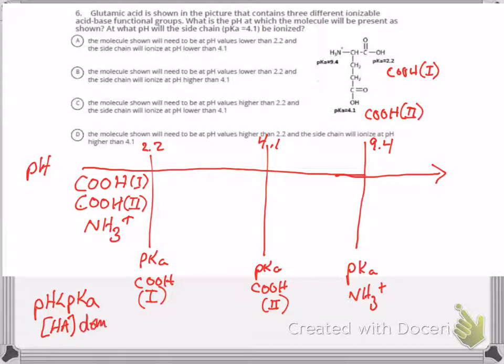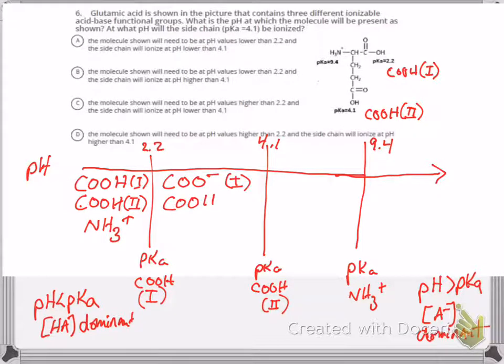But as the pH goes up past one of the pKa's, pH is going to be greater than pKa, and then A minus is going to dominate. We see that immediately as pH crosses the pKa of COOH Roman numeral 1, because we will now see A minus present for Roman numeral 1. Now pH is greater than 2.2, and Roman numeral 1's conjugate base will be more concentrated. It will leave Roman numeral 2 unaffected because we're still below the pKa of 4.1. And it will leave the protonated amine alone because we're still below 9.4, which is the pKa of NH3 plus.